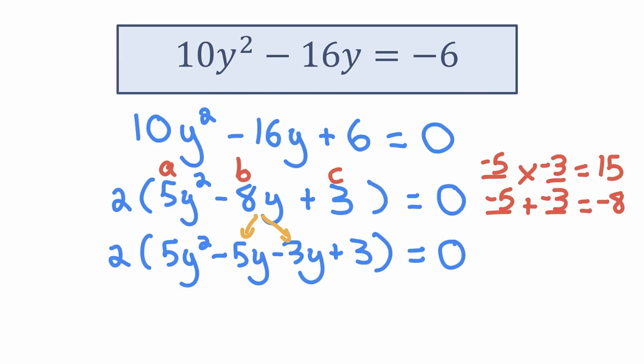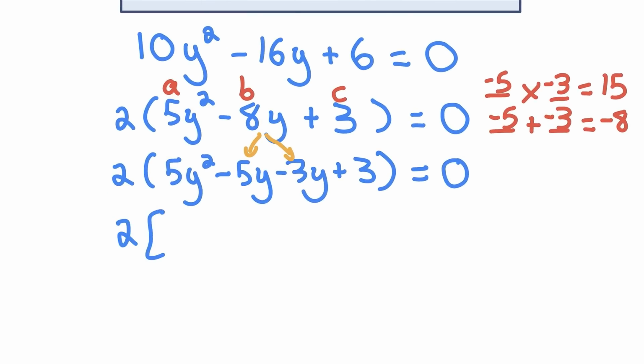And now I continue factoring by grouping. I take a common factor from the first 2 terms. I could common factor a 5y, and then have y minus 1.